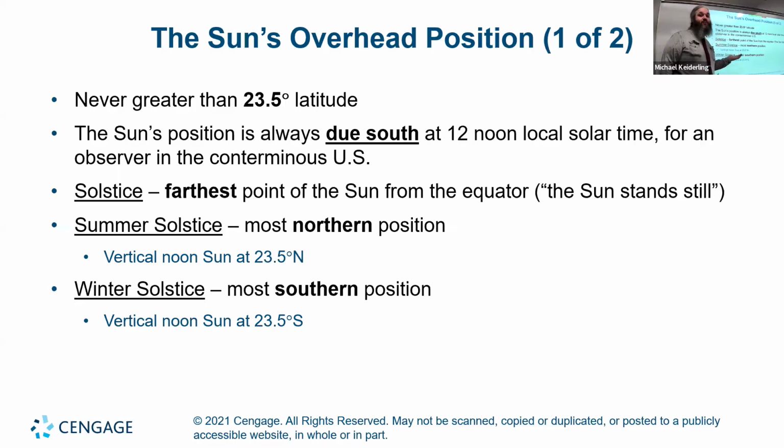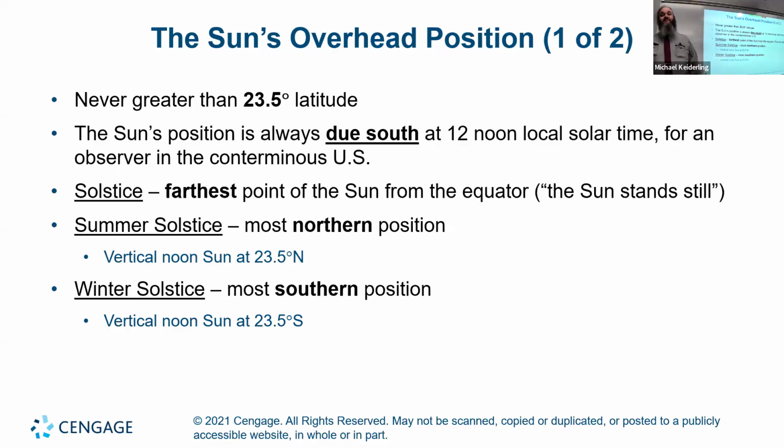The solstice is the farthest point of the sun from the equator. The name comes from the sun standing still. Solstice: the "stis" is the still, "sol" is sun. The summer solstice is when the sun is at its most northern position. The vertical noon sun is at 23.5 degrees north.